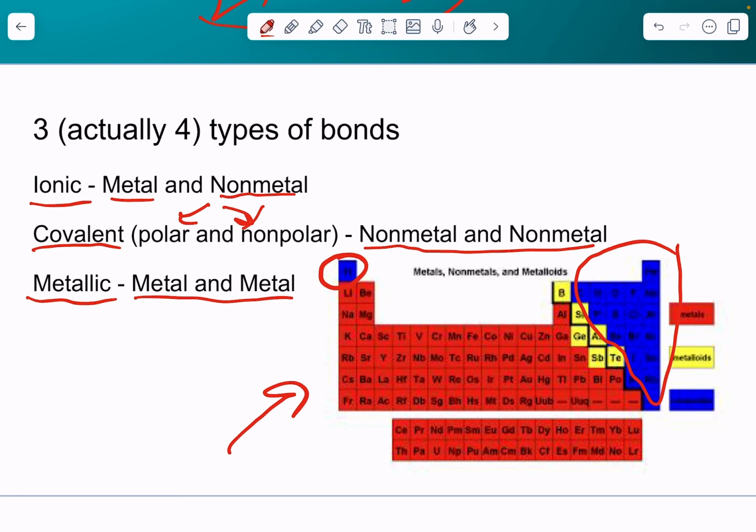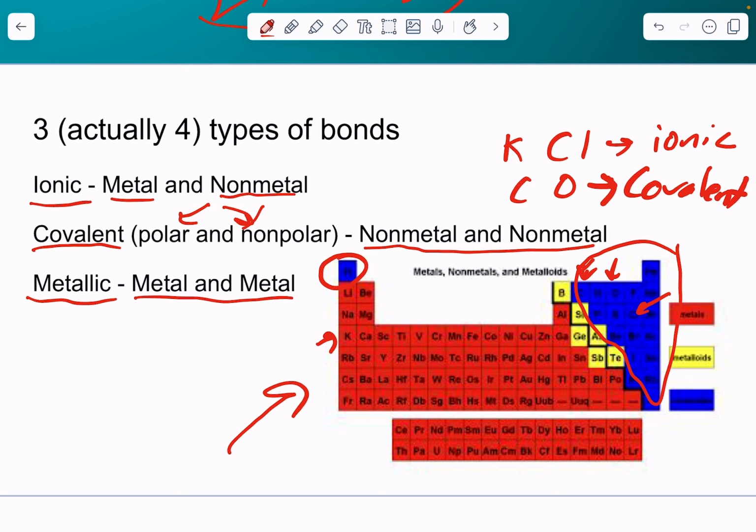These are a good indicator for determining what type of bond will form, based on whether it's a metal or a nonmetal. For example, if I pick a random one, potassium is a metal, it's right there, and chlorine is right there, that's a nonmetal. So this should form an ionic bond because it is a metal and a nonmetal. If I combine carbon and oxygen, those are both nonmetals, so it should form some sort of covalent bond.